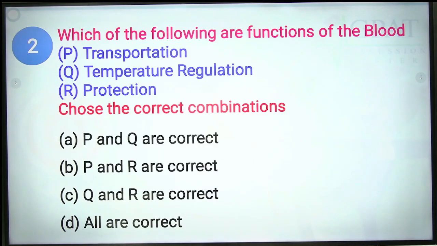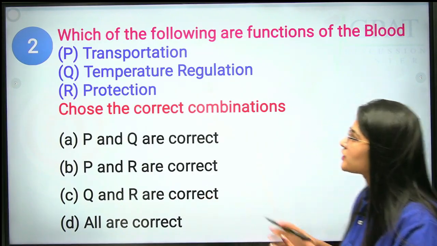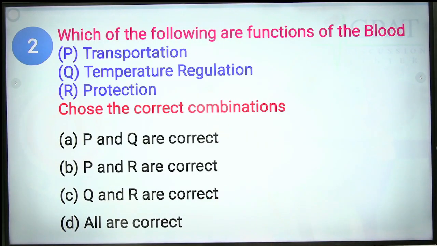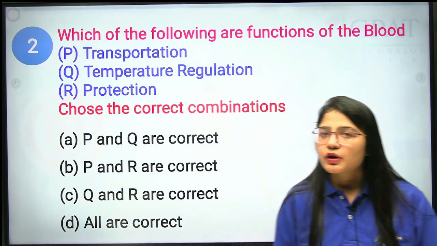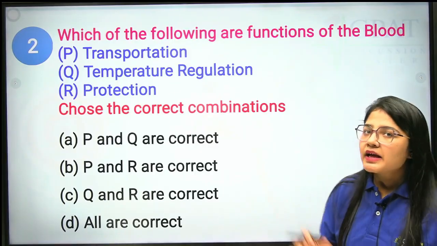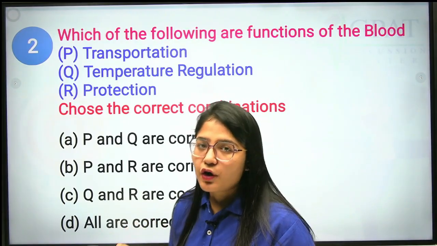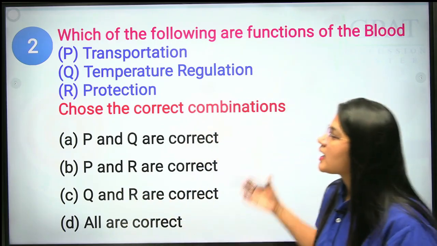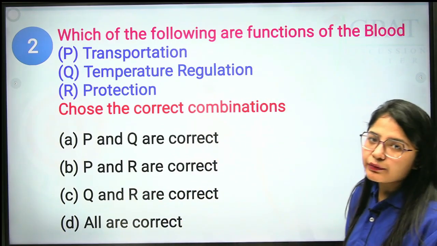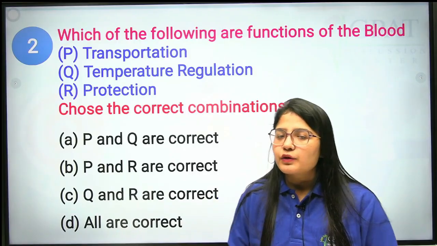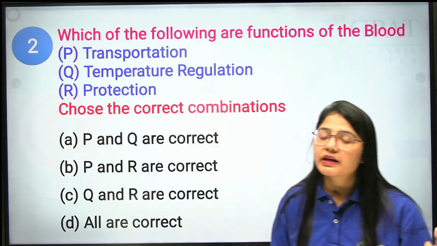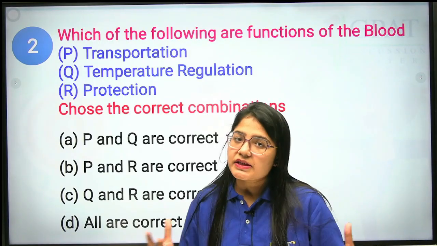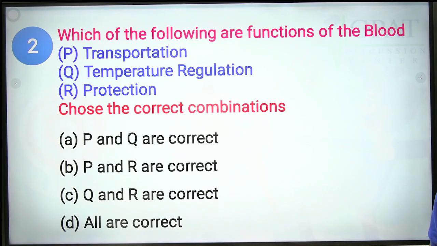Next question. Which of the following are functions of the blood? Here we have 3 options: transportation, temperature regulation and protection. Obviously, transportation means blood is responsible for the transportation of different types of nutrients, as well as oxygen from the lungs to different parts of the tissues. Next, we have the second option, temperature regulation. Obviously, when the blood flows in particular blood vessels, it applies a certain kind of pressure, which in return generates some amount of heat, which is responsible for the maintenance of the temperature in your body.